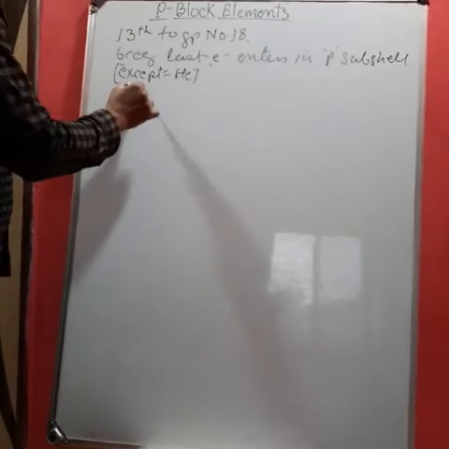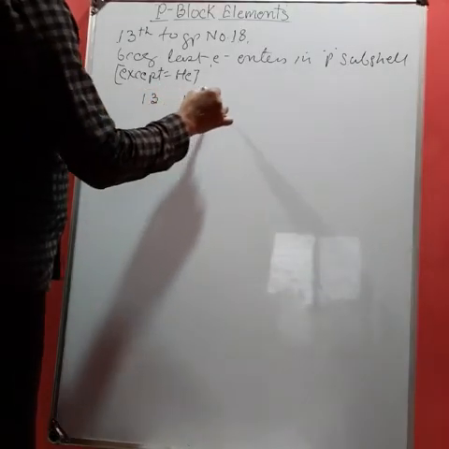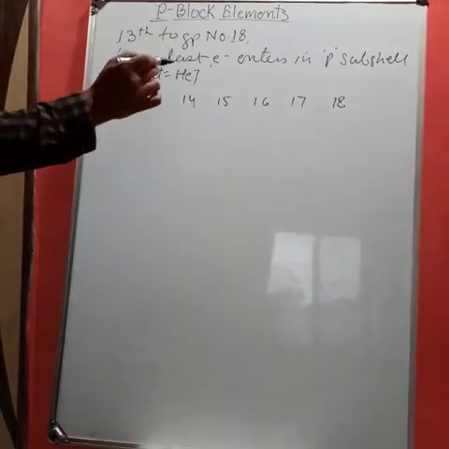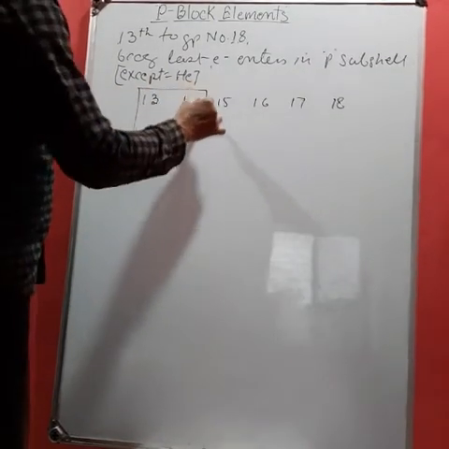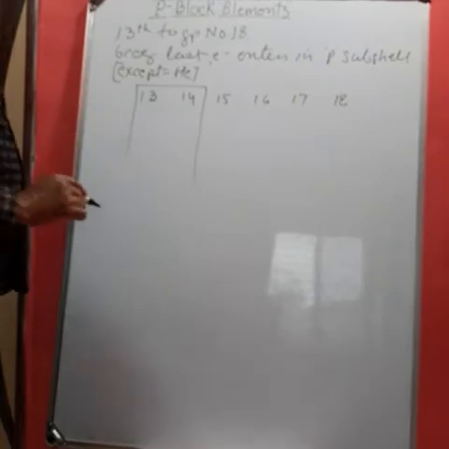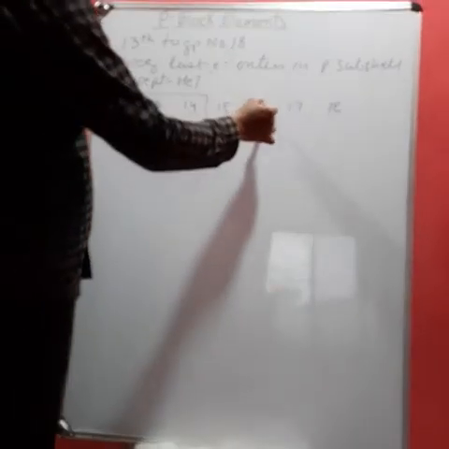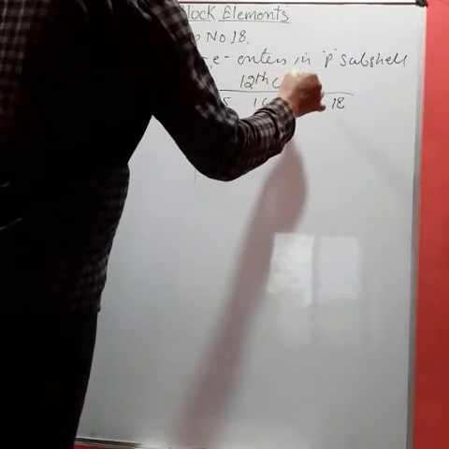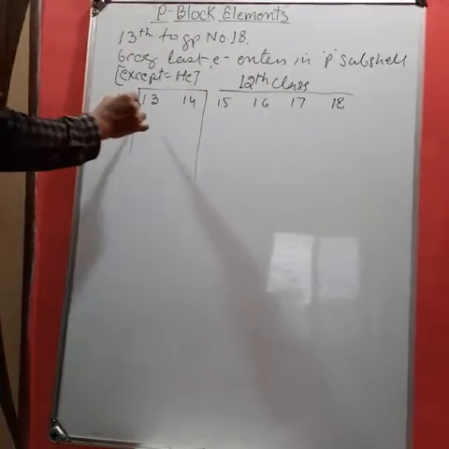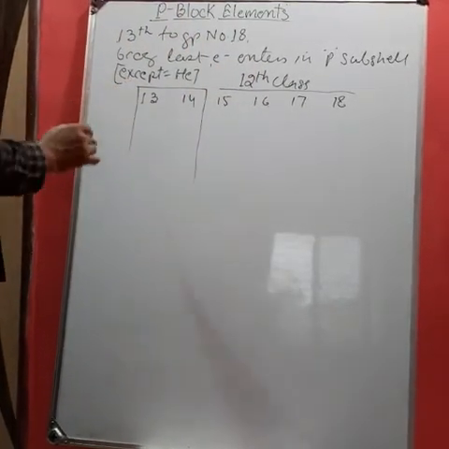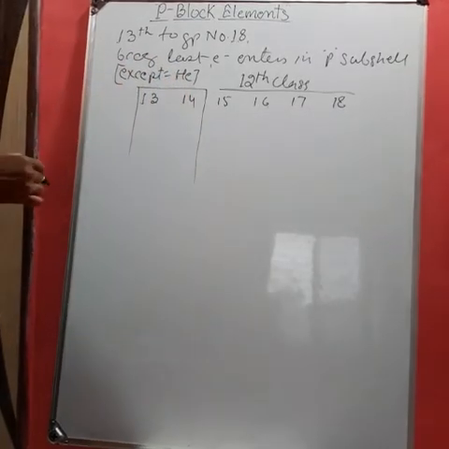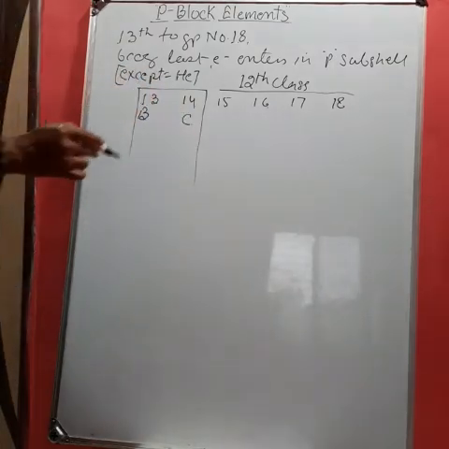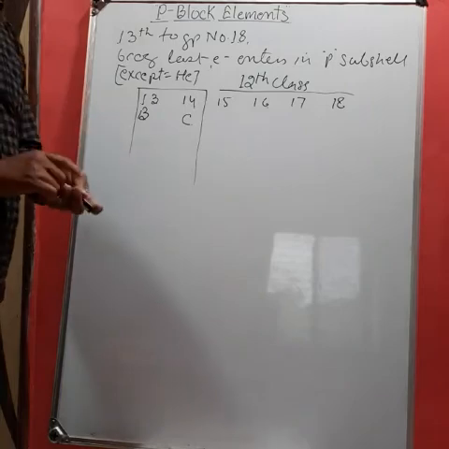Now, as I told you, there are the 13, 14, 15, 16, 17 and 18th group elements. Out of these, only the 13th and 14th group elements are introduced in 11th class. The 15th, 16th, 17th and 18th are introduced in 12th class. So we will limit our study only up to group number 13 and group number 14. This is called the boron family, this is called the carbon family. Like this is boron and this is carbon. On the basis of their names, they are termed in that form.